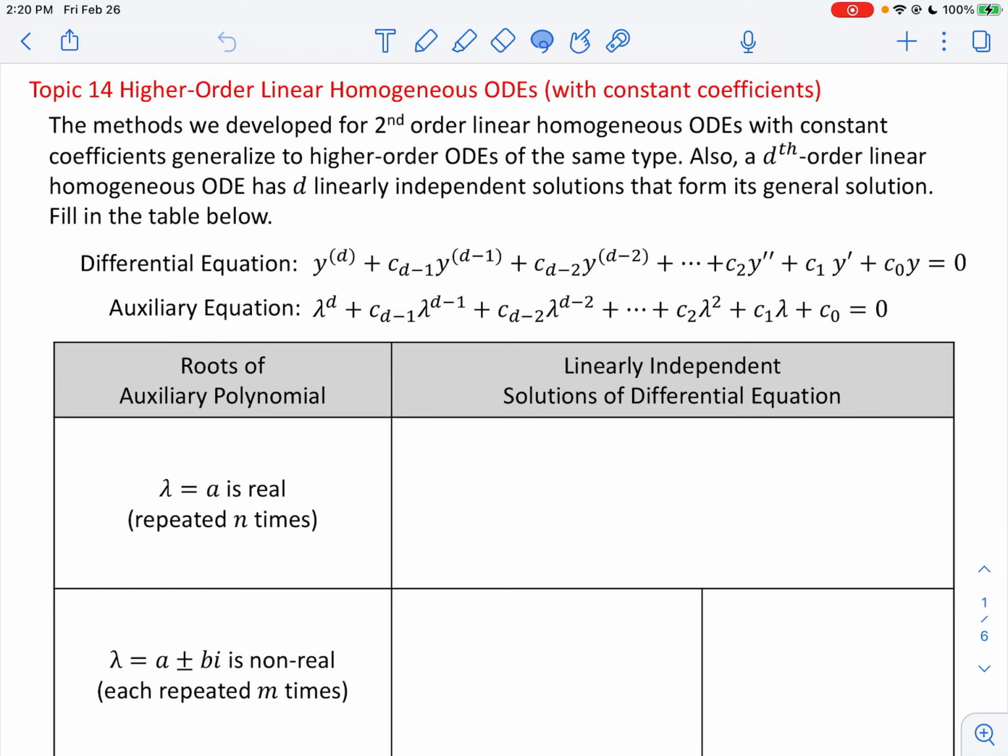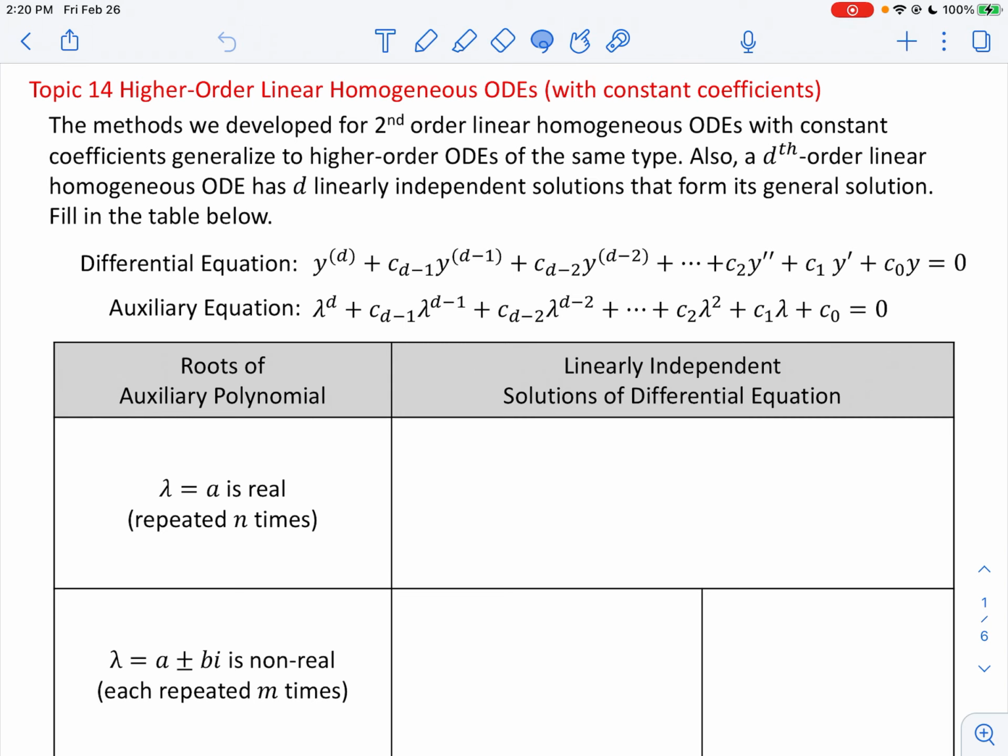Hello class. Topic 14. We're going to focus on higher order linear homogeneous ODEs with constant coefficients. Now the methods that we developed for the second order linear homogeneous ODEs with constant coefficients generalize to higher order. So these are differential equations that involve a third derivative or higher. Also, a dth order linear homogeneous ODE has d linearly independent solutions that form its general solution.